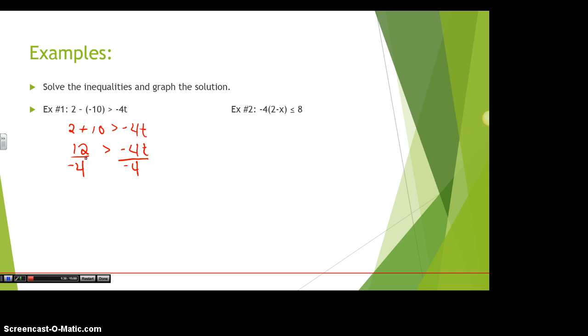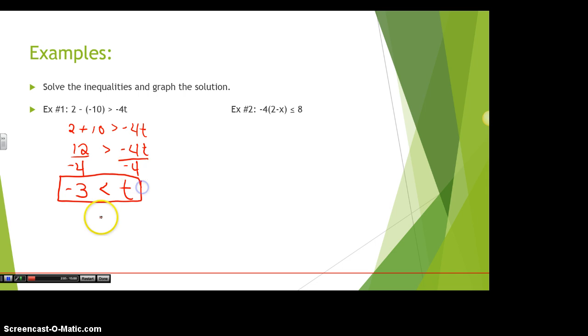Remember, when we're dividing by negative values, we do need to flip that inequality sign, so now it's going to be the less than sign. 12 divided by negative 4, a positive divided by a negative, is going to give me a negative answer, negative 3, is less than t. Notice I showed all my work to solve that multi-step inequality and I got my final answer.